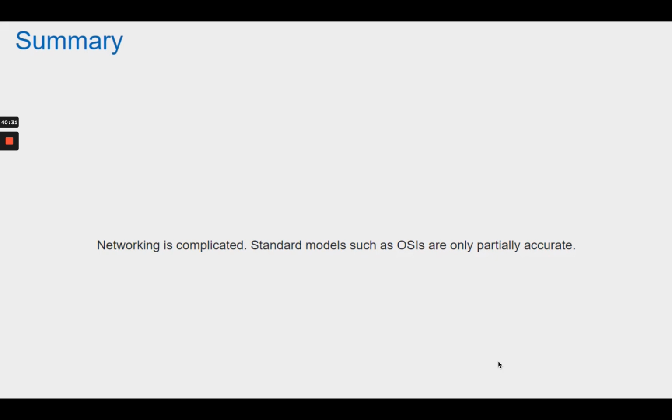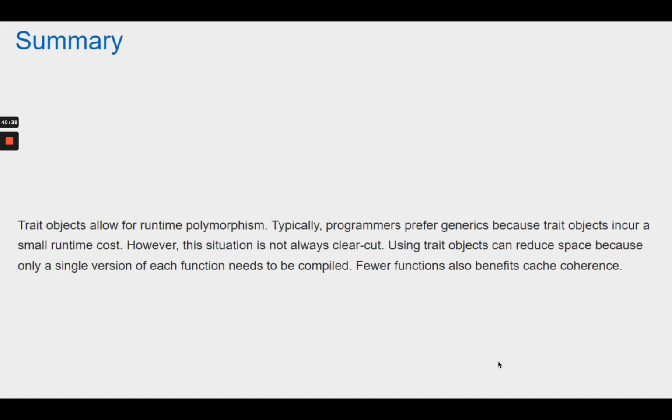Summary. Networking is complicated. Standard models such as OSI are only partially accurate. Trait objects allow for runtime polymorphism. Typically, programmers prefer generics because trait objects incur a small runtime cost. However, this situation is not always clear-cut.